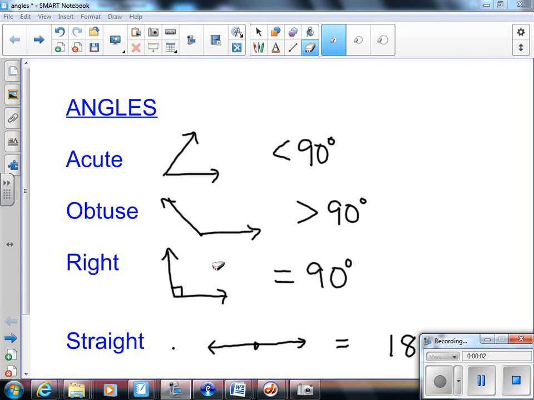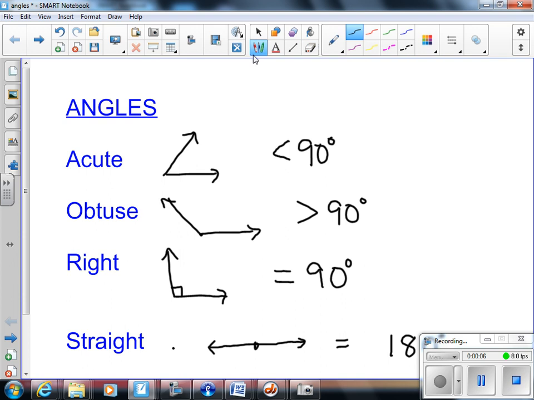Today our lesson in 8th grade is going to be on angles and some special angle pairs. Let's start off by just reviewing what we know about basic angles. Acute, obtuse, and right are the three main types of angles, and we also will add what straight angles are.